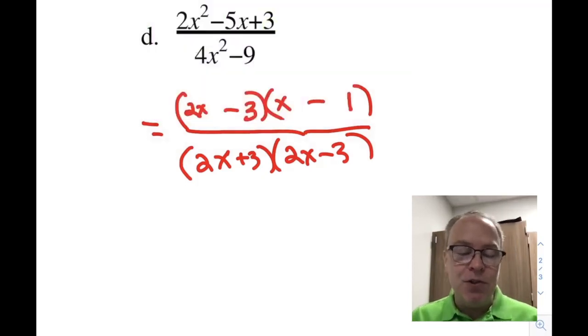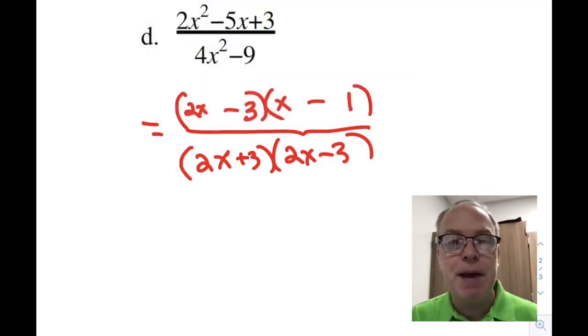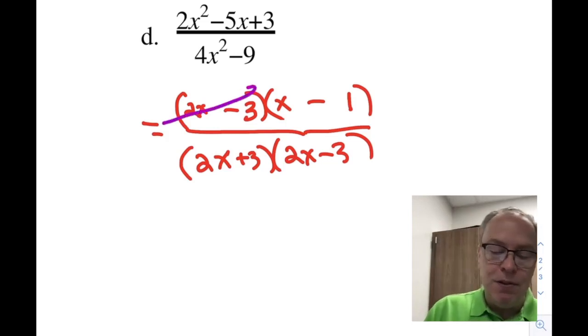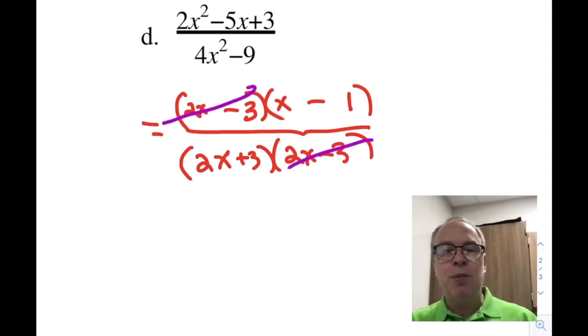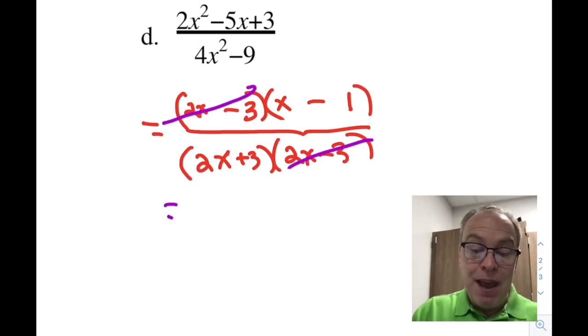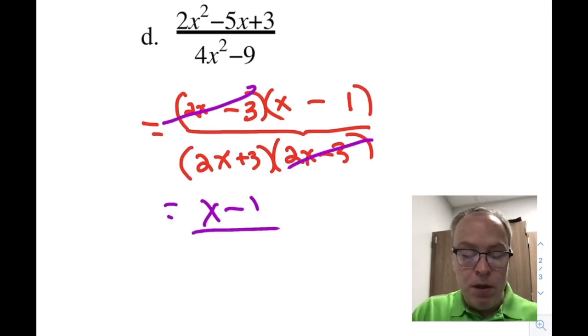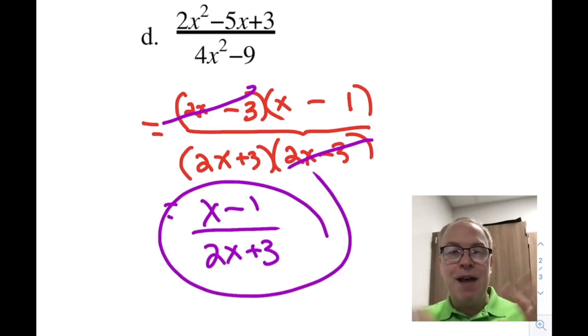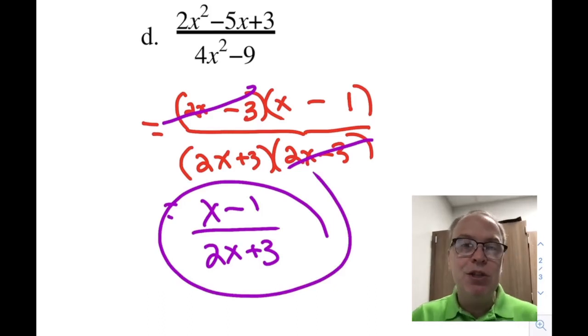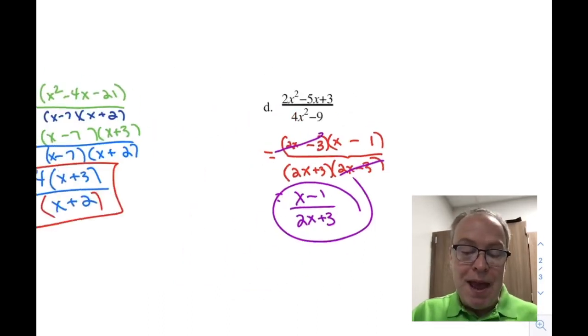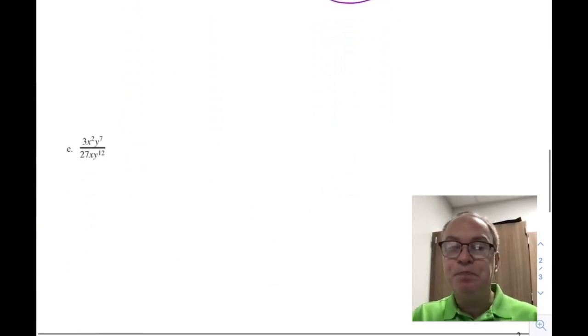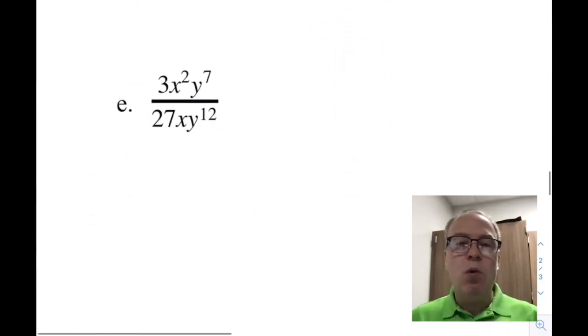Does anything cancel? Do you notice anything that matches on the top and bottom? Yes. This 2x minus 3 and this 2x minus 3 cancel. The answer is x minus 1 over 2x plus 3. I'm going to circle it. That's my answer. How cool is that? We just simplified what's called a rational expression. We have one more problem to do.